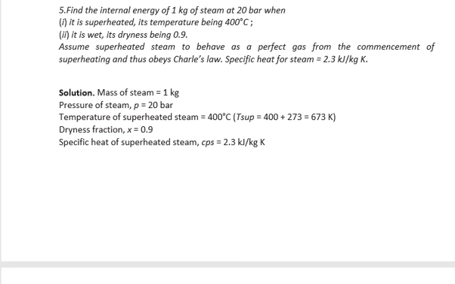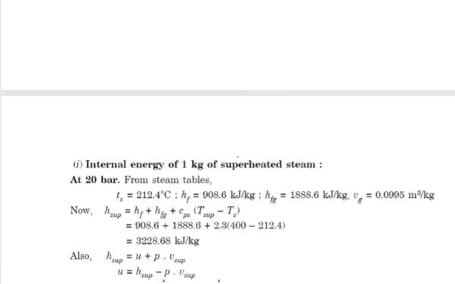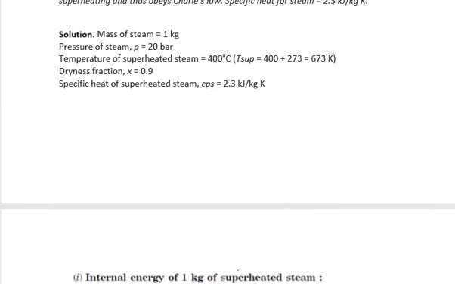Then first of all, again you have to use the steam table. The mass of steam is 1 kg. Pressure of steam is 20 bar. Temperature of superheated steam is 400 degrees Celsius. Adding 273, you will get 673 Kelvin, the temperature of superheated steam. Then dryness fraction x equal to 0.9. The specific heat of superheated steam, Cps, equal to 2.3 kJ per kg K. This is the specific heat.